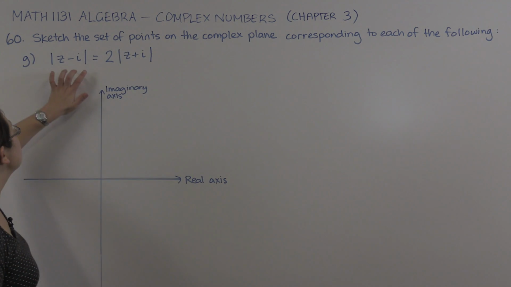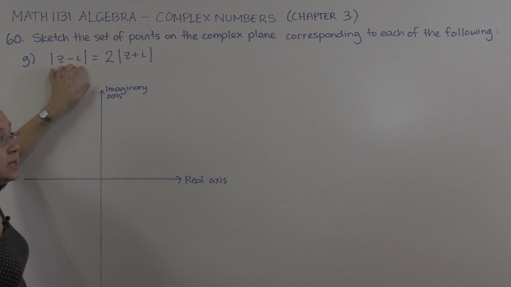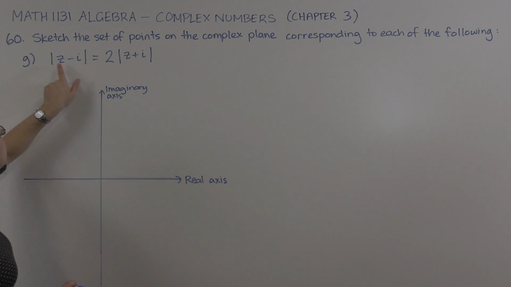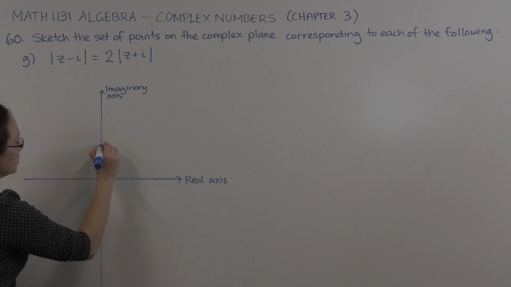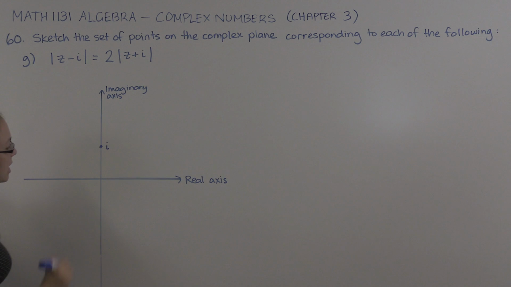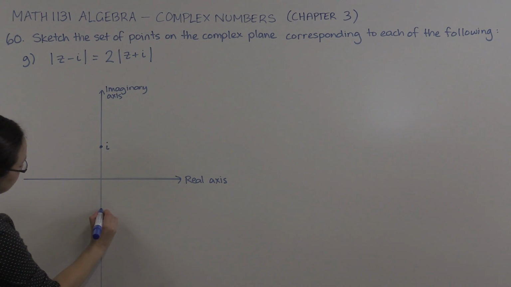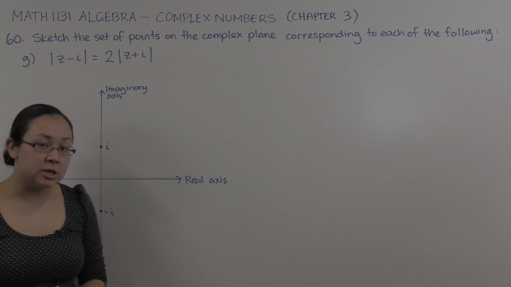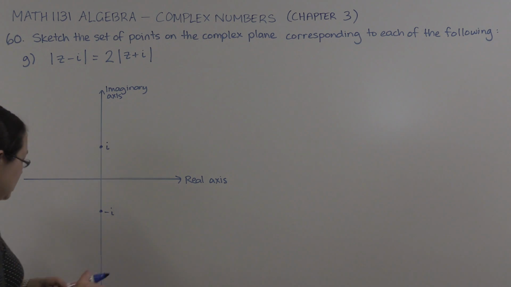This one's asking us to sketch the set of points where the modulus of z minus i is twice the modulus of z plus i. So remember, this is the distance between a point z and the complex number i. So let's say i is somewhere here. And that's double the distance between z and the complex number minus i. Now, if we think about the picture, we might be able to work out a couple of points on this locus. I might just switch colours here.